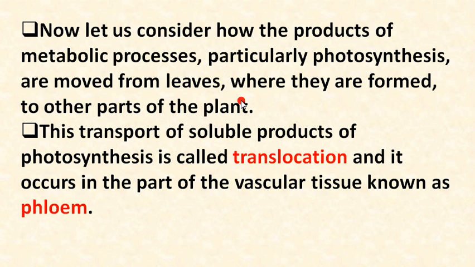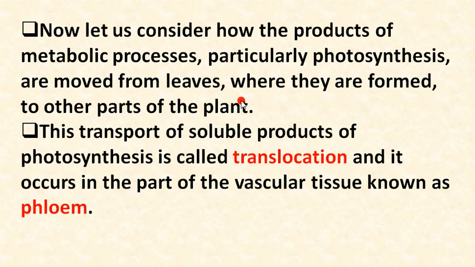Now how the products of these processes, for example photosynthesis. Okay, so photosynthesis is a type of metabolic process or type of chemical process in the plant. So the end products are glucose, for example amino acids, which are moved from the leaves where they are formed to other parts of the plant. So plants के हर एक parts को ये पहुंचना जरूरी है.